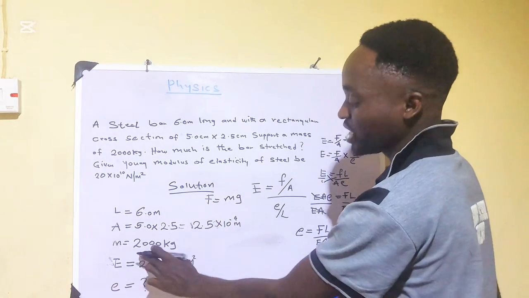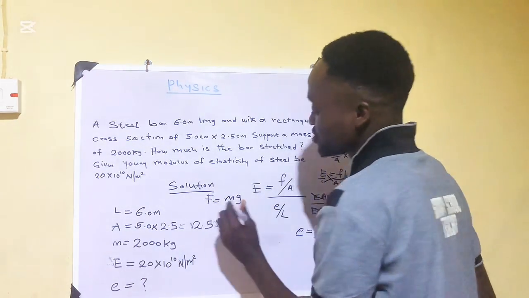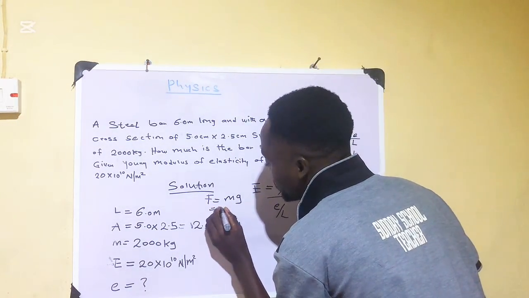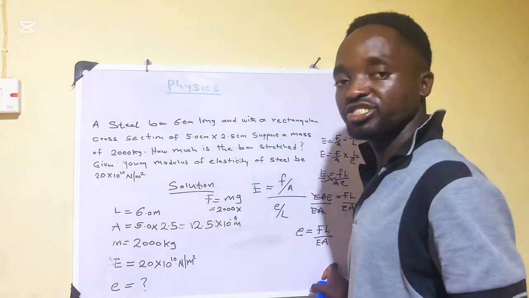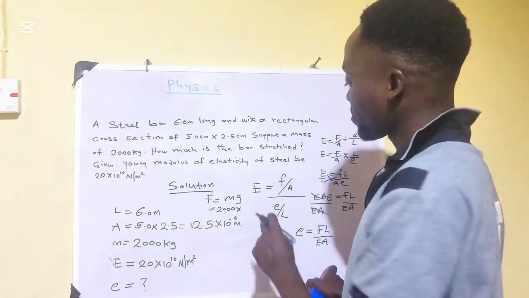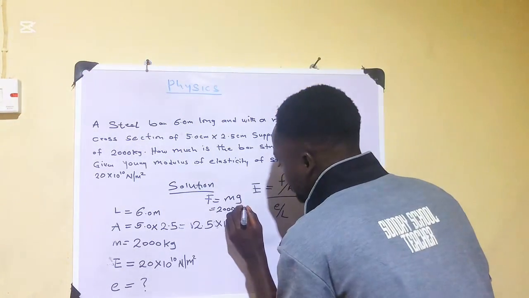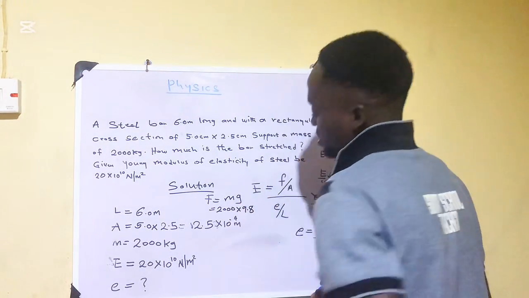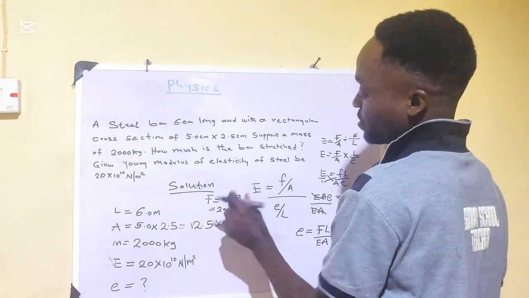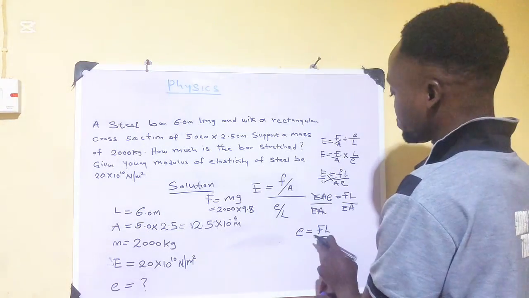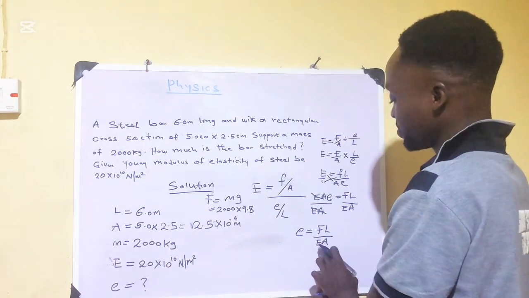So what is mass? Remember, you are given a mass of 2000 kg. So that means my F will be 2000 multiplied by g. You know what g is? g is acceleration due to gravity, and it's a constant. The value is 9.8. So this is our force. Now we can substitute it into this formula. Since you know what force is, substitute and find the value of e.